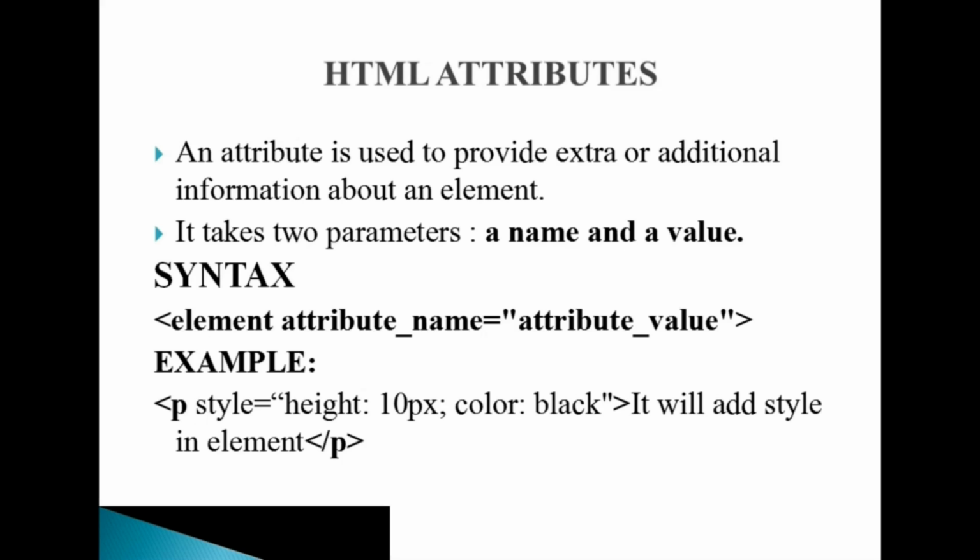HTML attributes. An attribute is used to provide extra or additional information about an element. It takes two parameters, a name and a value. The syntax is the element, the attribute name, then the attribute value. Let's see an example to understand what an HTML attribute is. The paragraph tag is used, and style is the attribute name, and the attribute value is the height 10 pixel and the color black. So it will add style to the element. At the end the paragraph tag is closed with the slash symbol.